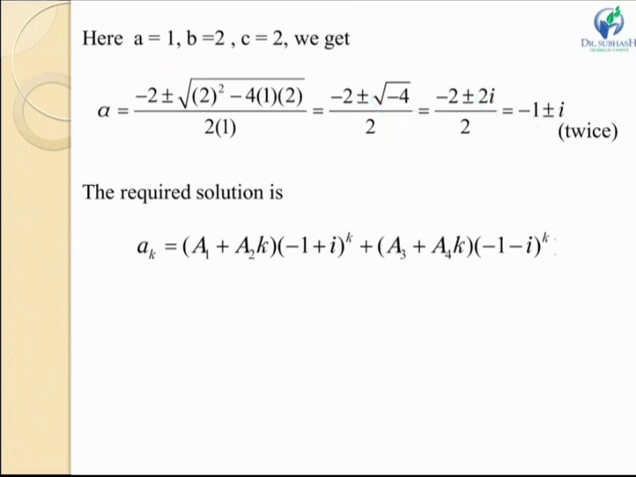So the general solution, or the homogeneous solution, can be written as a_k equal to (a1 plus a2k) times (minus 1 plus i) whole raised to k, taking the plus sign first. Then I will take other constants, a3 plus a4k, times (minus 1 minus i) whole raised to k, taking the minus sign here. So dear students, we have discussed how to find the homogeneous solution for the recurrence relation. Thank you.